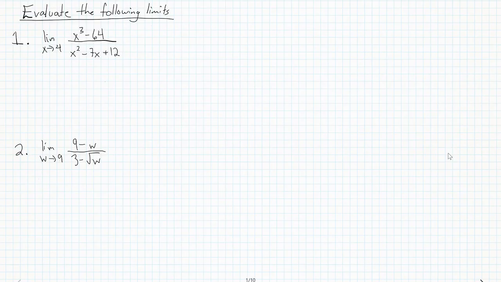Hi folks, welcome to our review for Calculus 1, Exam 1. Tonight we're going to be talking about limits and a little bit of continuity and intermediate value theorem. So you're going to see a variety of limits going on here. And so without further ado, we'll go ahead and get started.